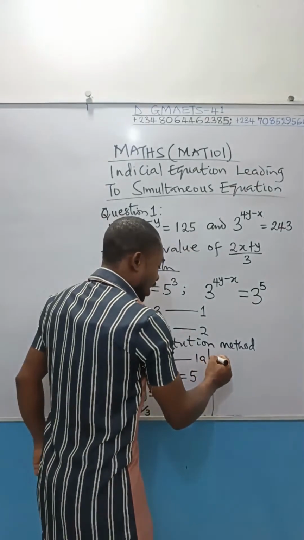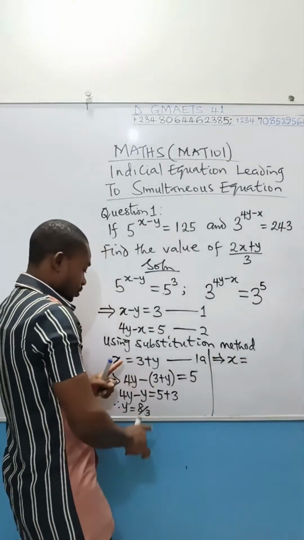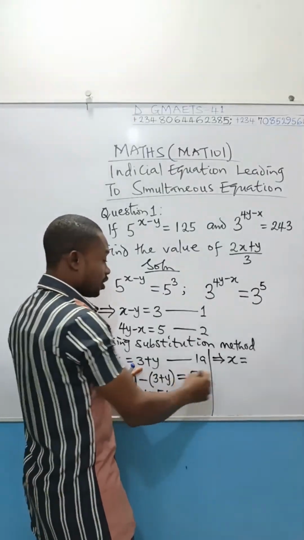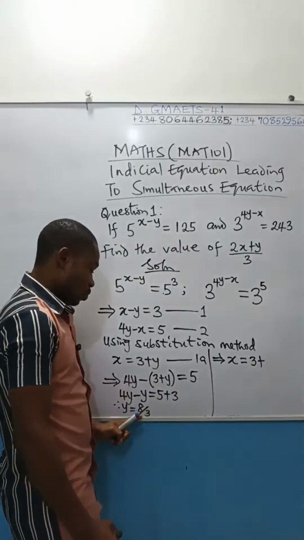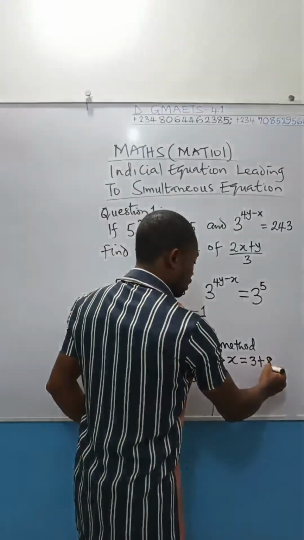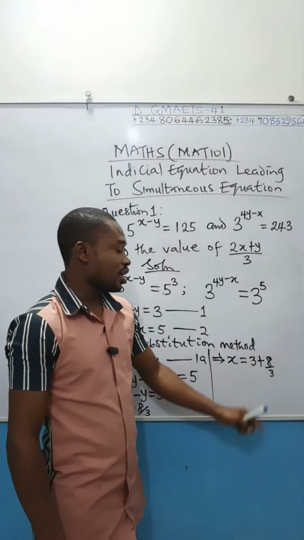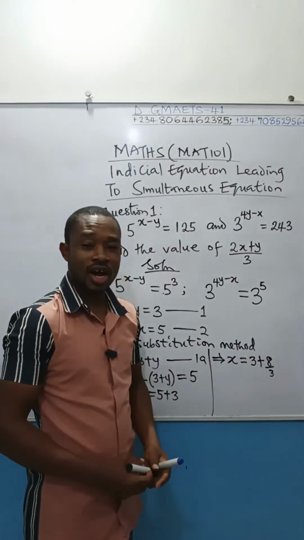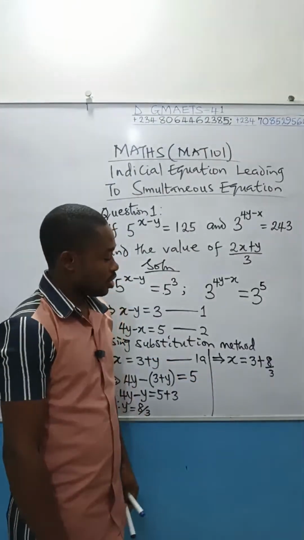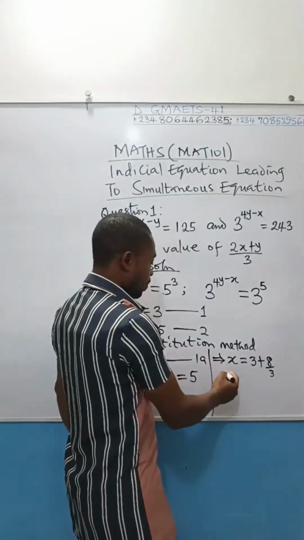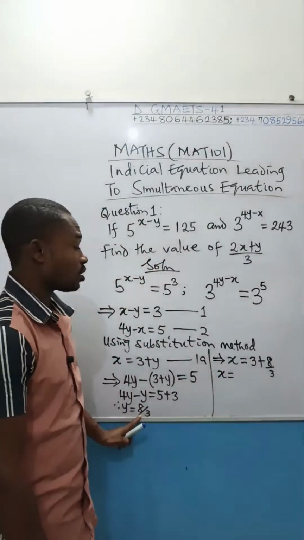So solving for x, using equation 1a, x is equal to 3 plus, what is the value of y? y is 8 over 3. This is cool. This is the same as 3 whole number, 8 over 3. But I want us to convert this to an improper fraction. So we get it to look like this.